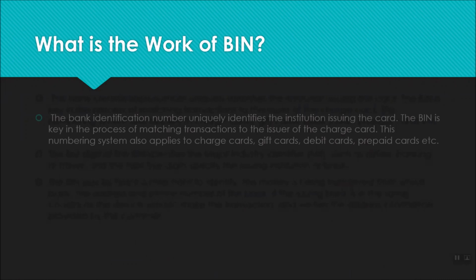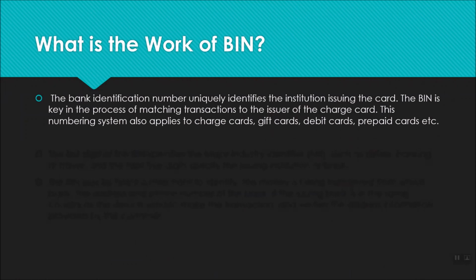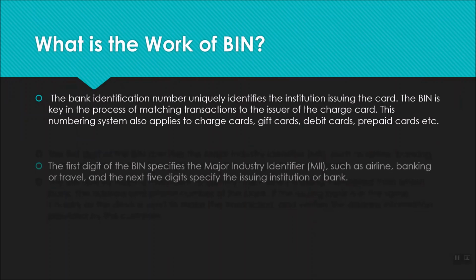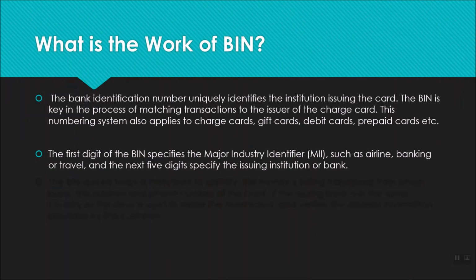What is the work of BIN? The bank identification number uniquely identifies the institution issuing the card. The BIN is key in the process of matching a transaction to the issuer of the charge card. This numbering system also applies to charge cards, gift cards, debit cards, prepaid cards, etc. The first digit of the BIN specifies the major industry identifier such as airline, banking or travel, and the next 5 digits specify the issuing institution or bank.